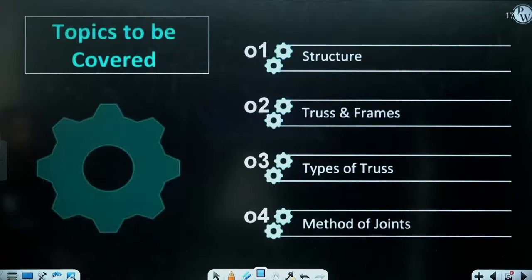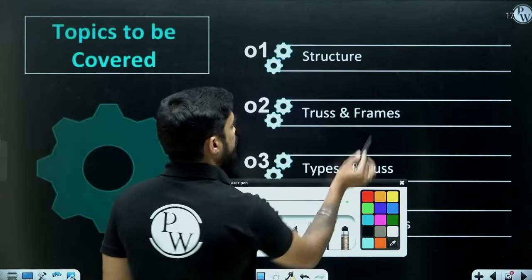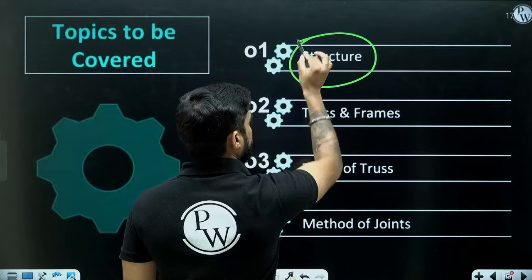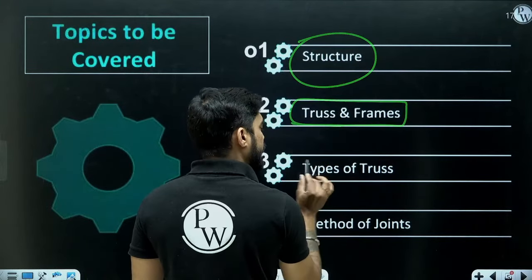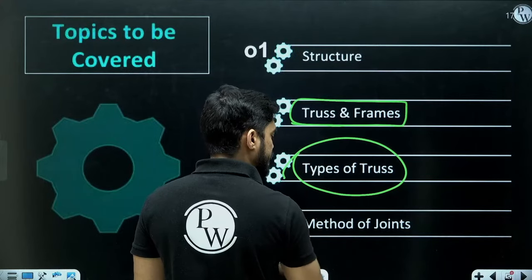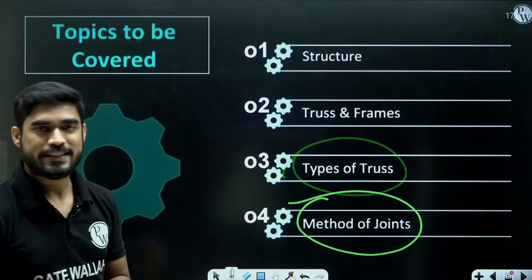Let's move on to today's topic. So today we are going to understand first what is a structure. Then we'll understand the difference between truss and frames. Then we'll understand types of trusses. And then we will solve problems using method of joints.